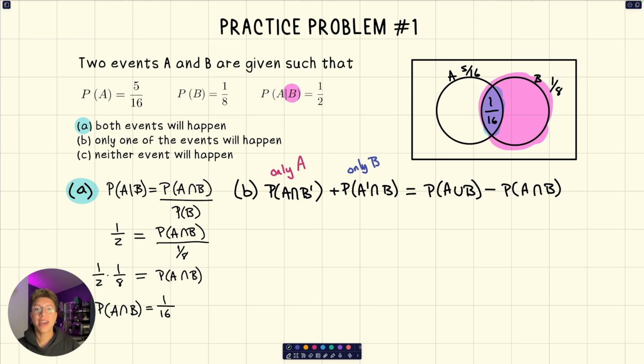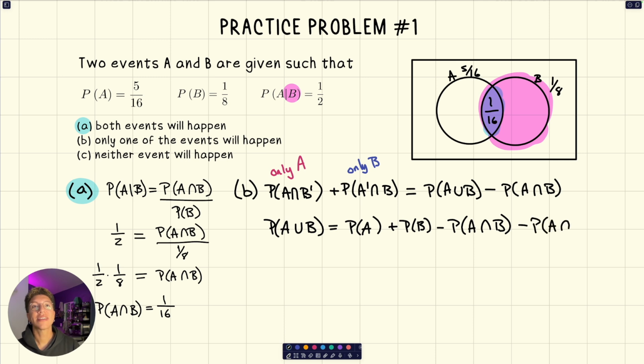So the very first thing we need to find for this one is the probability of A union B. If we go back to what we know, that's the probability of A, which is 5/16, plus the probability of B, which is 1/8, minus the overlap, because we don't want to double count that, so A intersection B. And then we're subtracting that intersection again, like that. But that will happen in the next step. So for now, we're just going to find our probability of A union B.